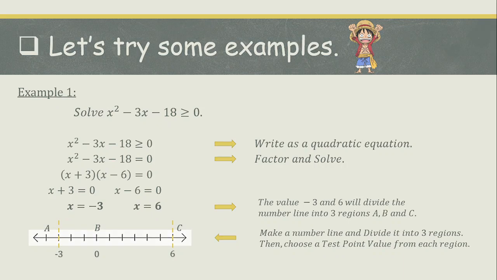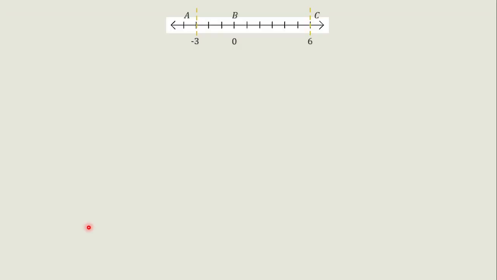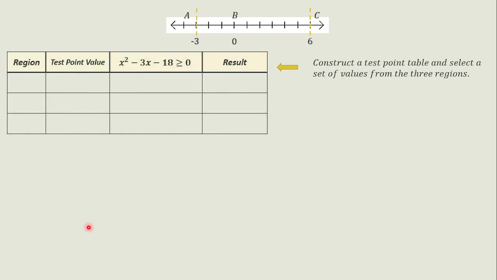So next, ikakopy ulit natin yung number line na nahati na into three regions. Yung next step dito class, based from the last slide, construct a test point table and select a set of values from the three groups. So gagawa kayo ng table. Yung table na gagawin nyo, please follow this format. The first column is the region. The second column is for the test point value. May freedom kayo sa pagpili later ng test point value.